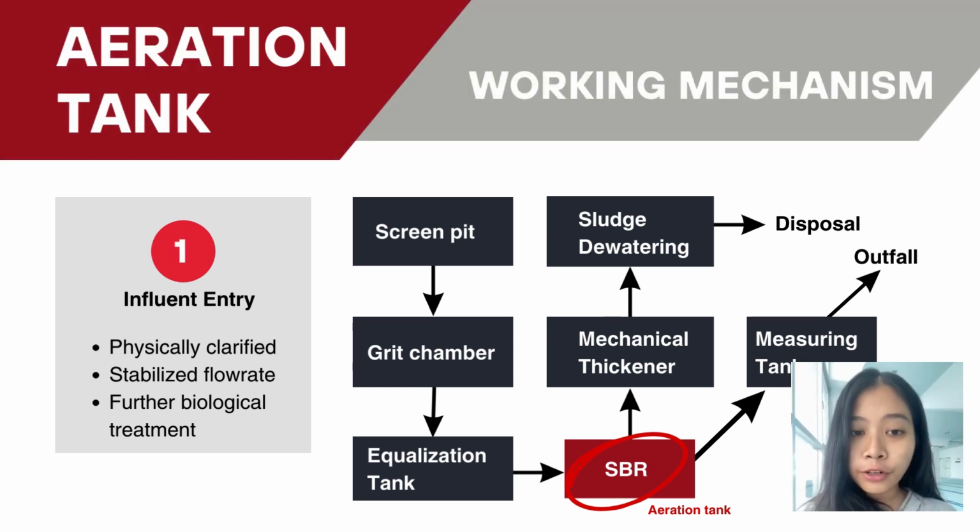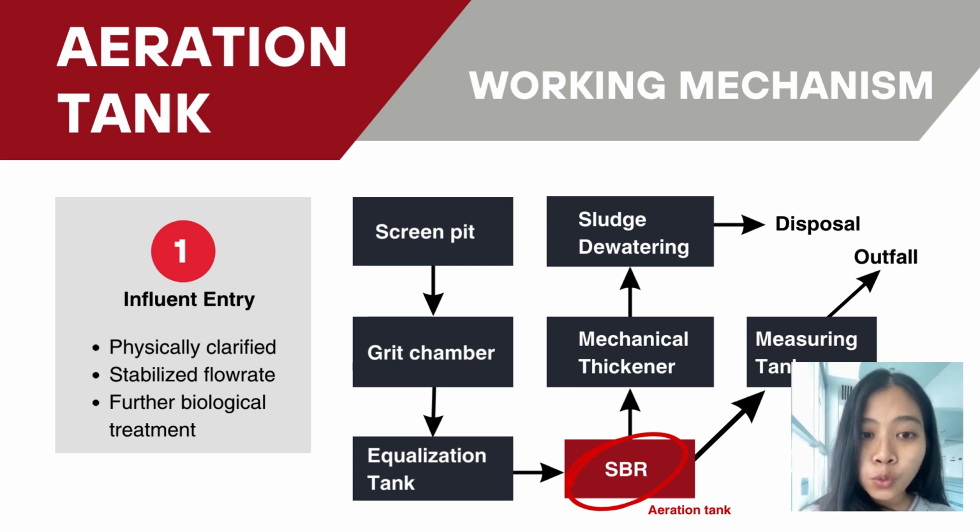So how does the aeration tank in wastewater treatment work? If we look at the flow diagram, before the wastewater can enter the aeration tank, it will go through other unit operations first to be physically clarified, especially in the grit chamber, and then for the flow rate to be stabilized in the equalization tank. This is because in the aeration tank, we focus on the biological treatment of the wastewater. So we need to make sure the wastewater is already physically clarified to enhance the biological treatment of the water.